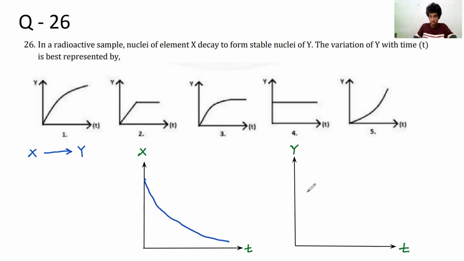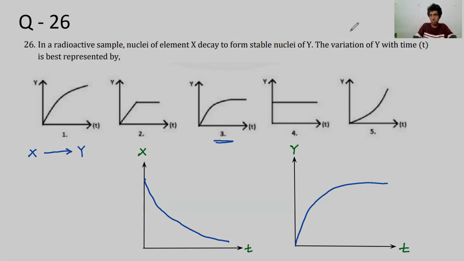And when we consider the variation of Y with time, initially, Y is not present. So at time t equals 0, Y should also be 0. And with time, as X decays, Y is produced and it becomes a constant. Therefore, accordingly, the correct answer should be the third.